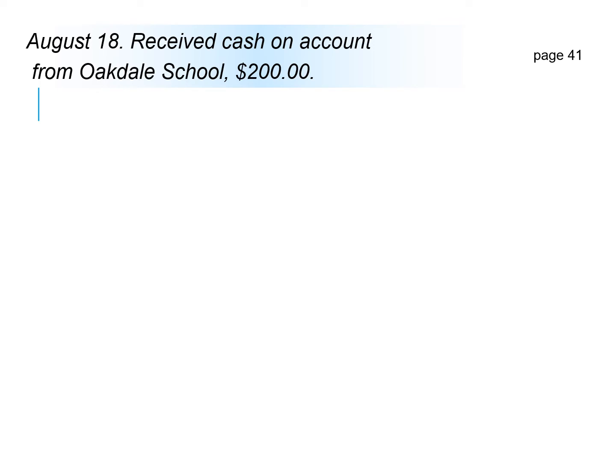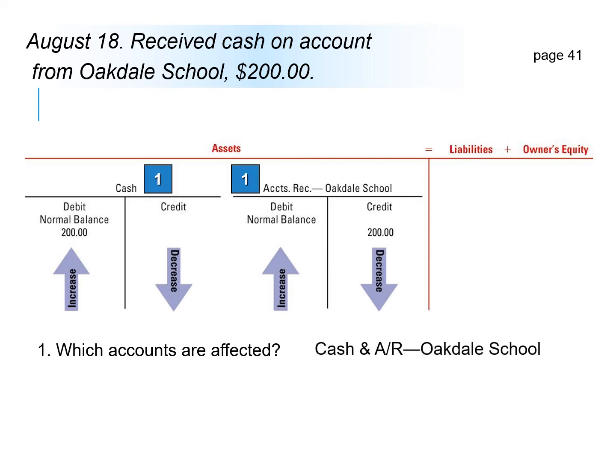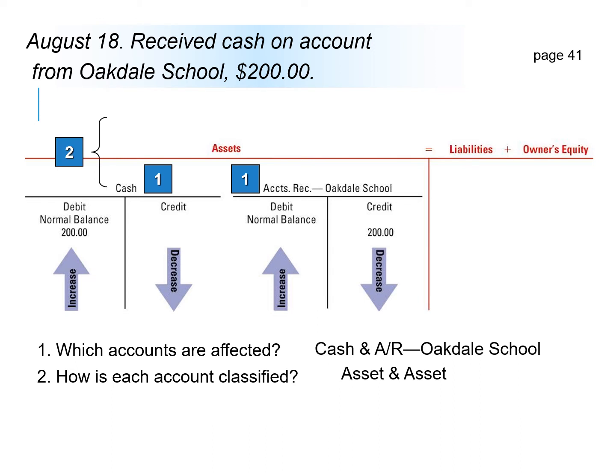August 18th, receive cash on account from Oakdale School, $200. Which two accounts are affected? We know that cash will be affected, and since we received it on account, accounts receivable will be affected. How is each account classified? We know that both of these accounts are assets, thus only one side of the accounting equation is being impacted, thus we will need an increase and a decrease. So we have two assets.